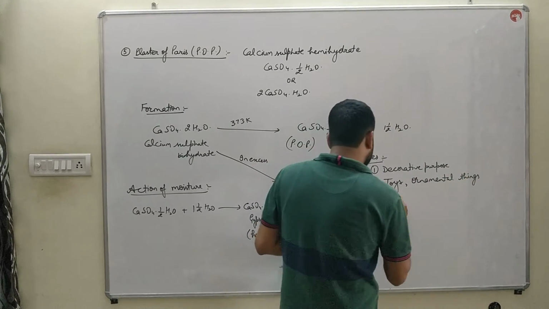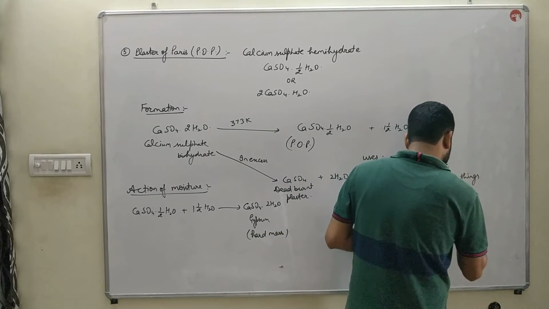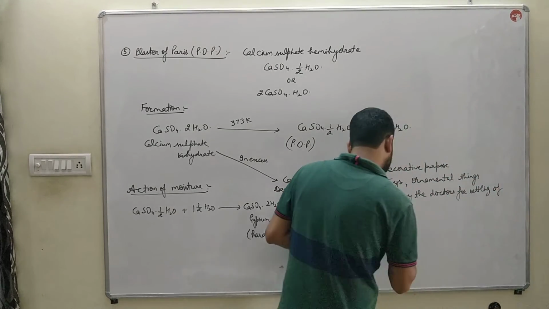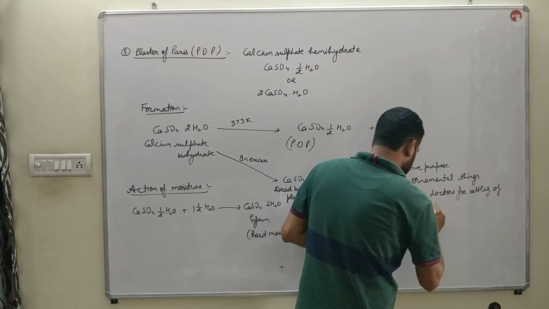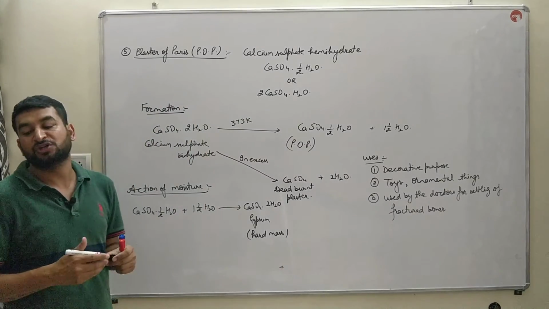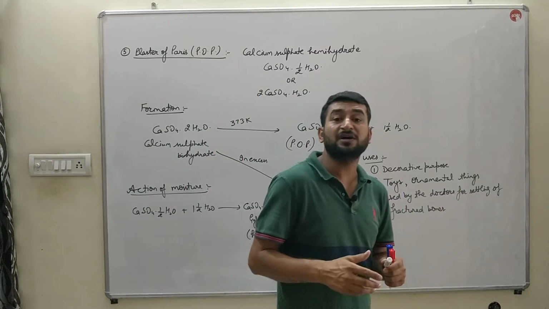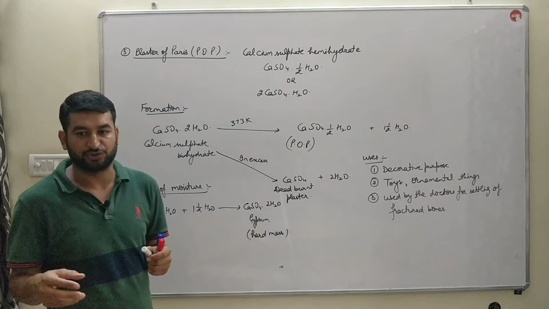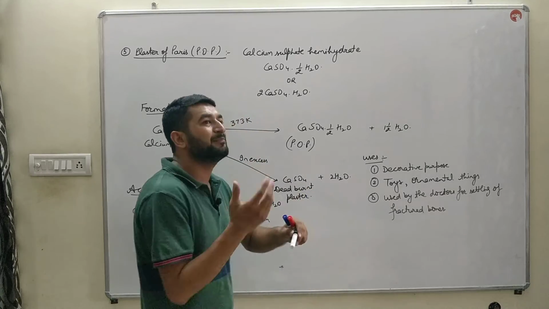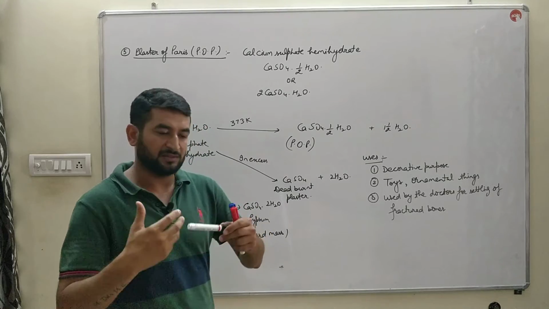Next, it is used by doctors for setting fractured bones. As POP hardens when it comes in contact with moisture, that hard mass is used by the doctors for the setting of dislocated bones and fractured bones. So POP is wrapped around the arm or the fractured bone so that it will be set and then heal itself.